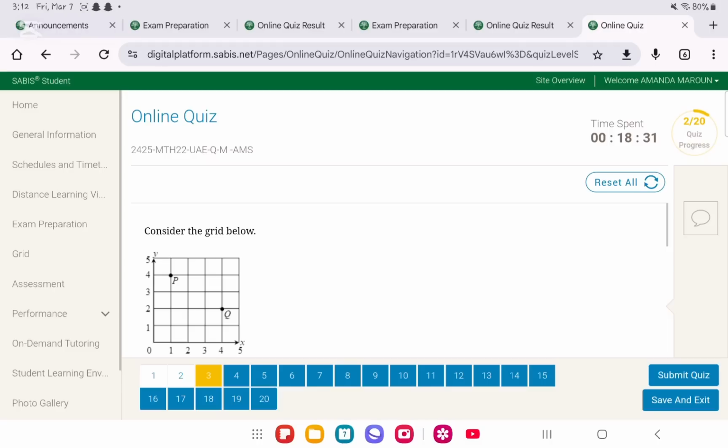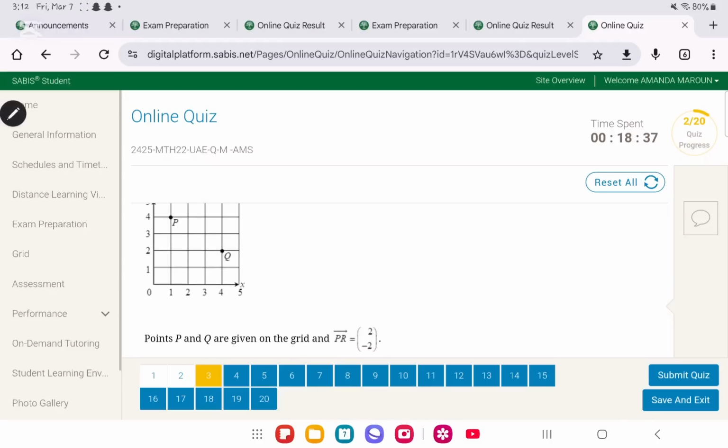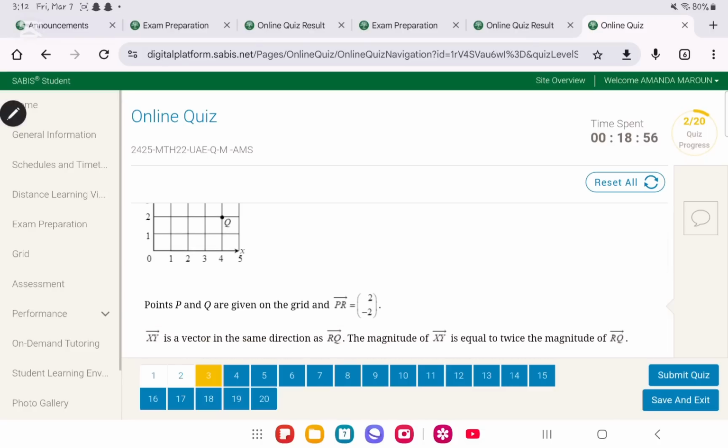In question number 3, they are telling us, consider the grid below, okay? This grid, you have a point P and a point Q. They said points P and Q are given on the grid, and the vector PR is equal to 2 minus 2. So keep this in mind, the vector PR is equal to 2 minus 2. And another extra information is that XY is a vector in the same direction as RQ. However, the magnitude of XY is equal to twice the magnitude of RQ. So very simply, all they're saying is XY equals 2 RQ.